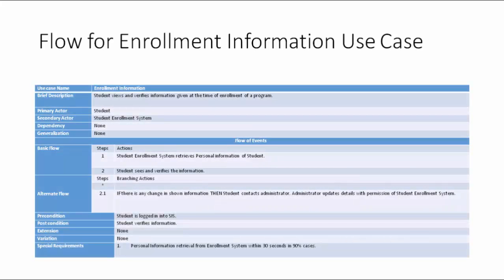Next is the flow for the enrollment information use case. The student enrollment system will retrieve the enrollment information of a student, and then the student sees and verifies the information. If there is any change in the shown information, then the student will directly contact the administrator, as our student information system does not allow updates in the student enrollment system, so he will directly contact the administrator.